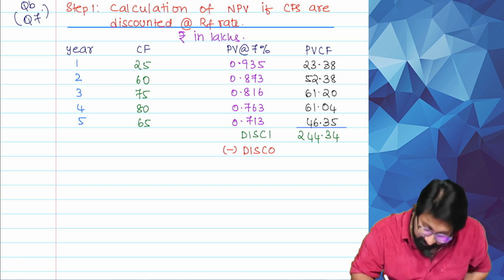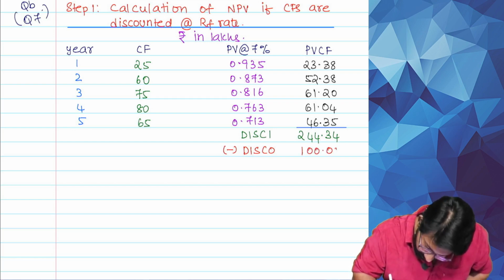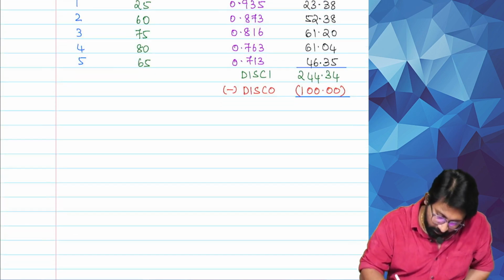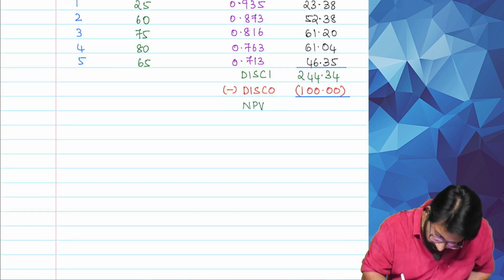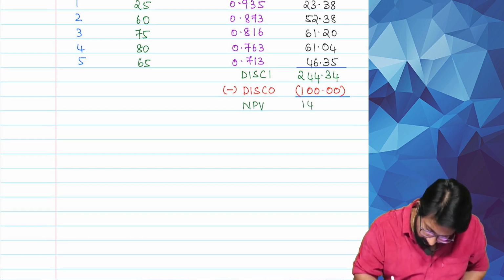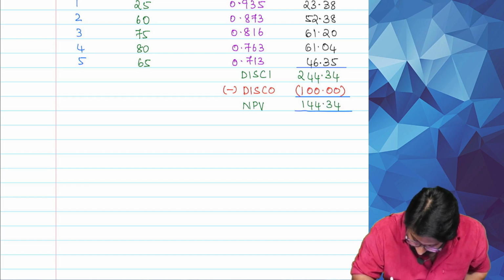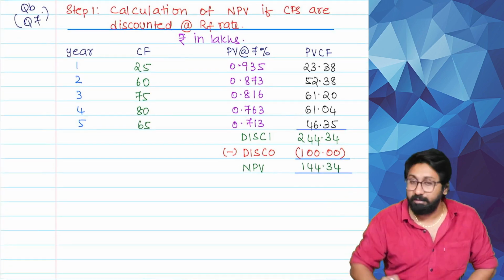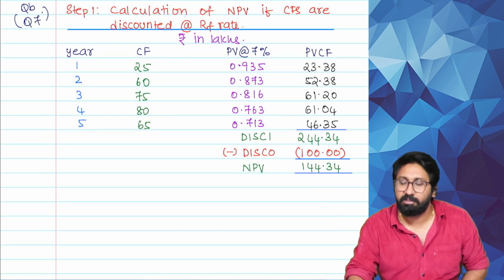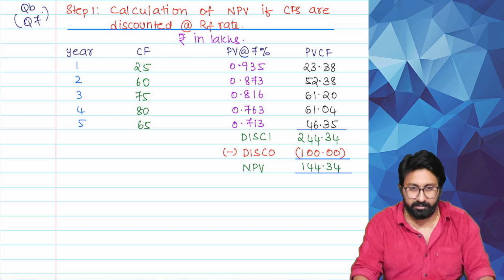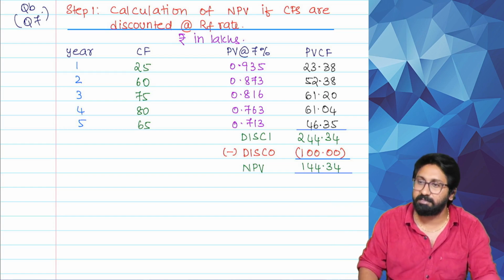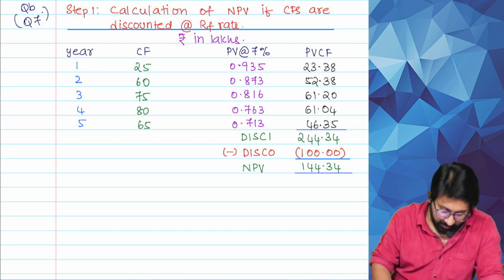Minus this. How much we invested? What is the NPV? 144.34. Tell me, this is without risk adjustment. This is only risk-free rate. If you discount, this is the answer. But we want the answer as per risk rate. That is the second step. Right on. Step 2.